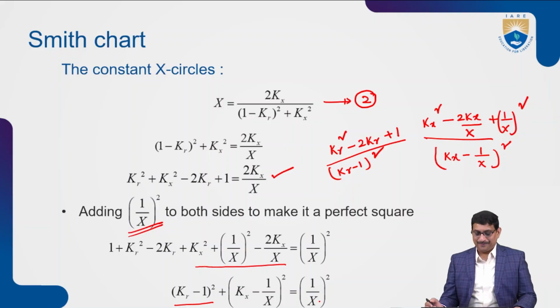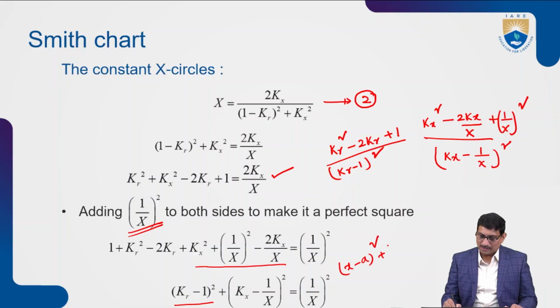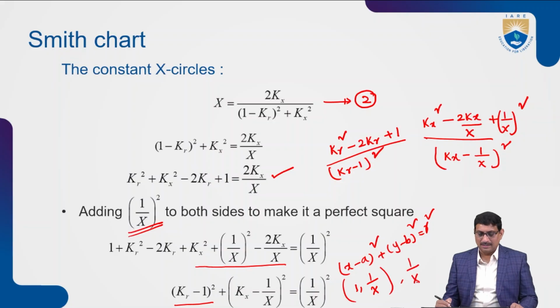So this also looks like a circle equation, (x minus a) square plus (y minus b) square equal to r square. Therefore, its center is at 1 comma 1 by X and the radius is 1 divided by X. So all these circles are in terms of the imaginary value, called the reactance, X, where X is the reactance of the normalized terminating impedance.